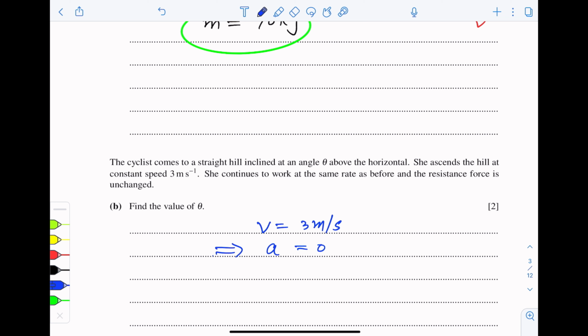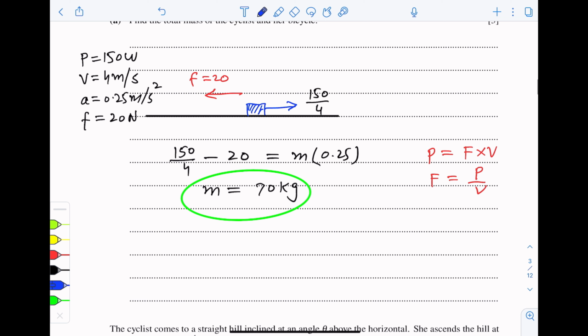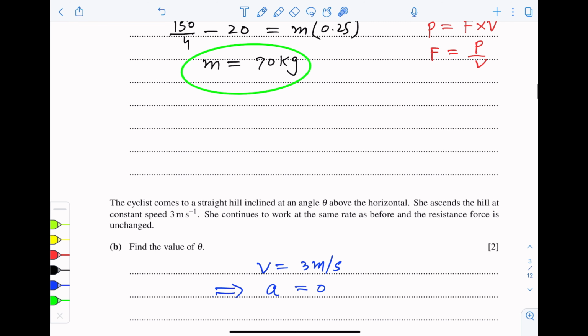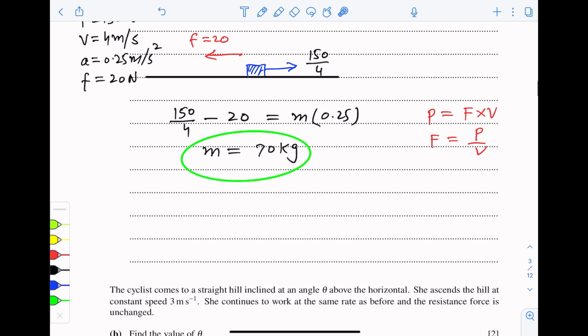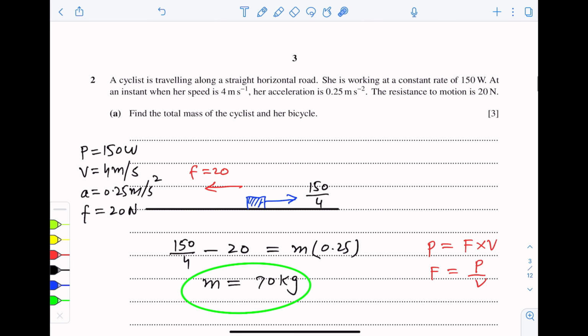She continues to work at the same rate as before and the resistance force is unchanged. Resistance force remains the same, that is 20. In the second part, resistance will be 20, the same, not changed. So now she comes to a straight hill inclined at theta degree above the horizontal. Here we will make an inclined plane.